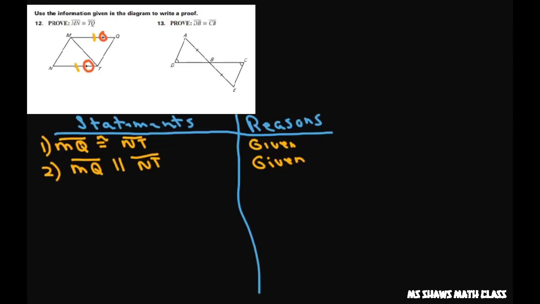And then number three, let's see what we can do. We can say that angle NTM is congruent to angle QMT. So NTM, I'm going to erase this real quick. NTM is this angle, and QMT is this angle.